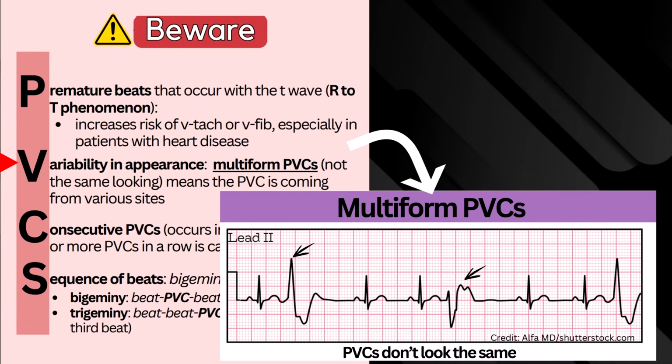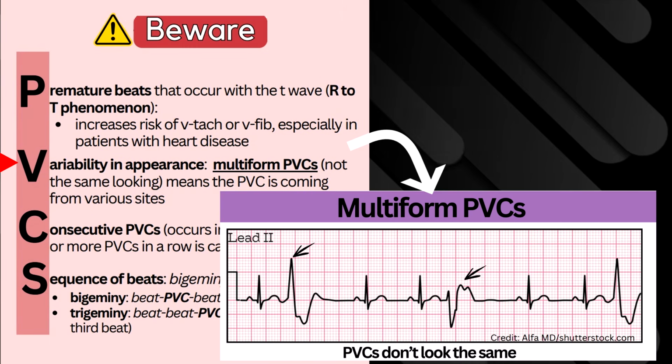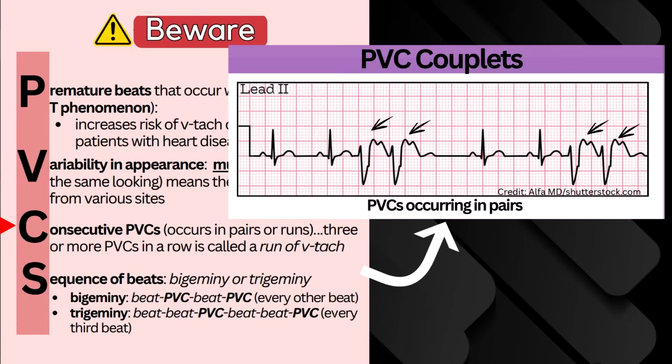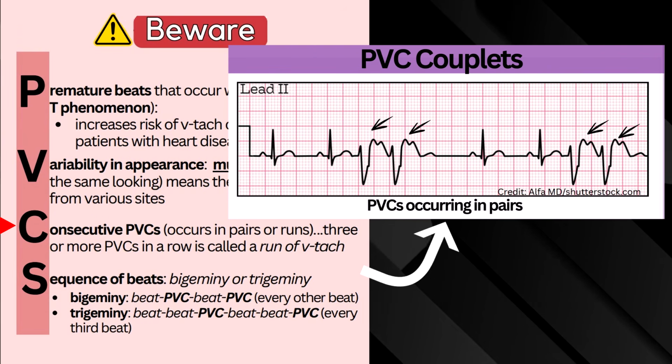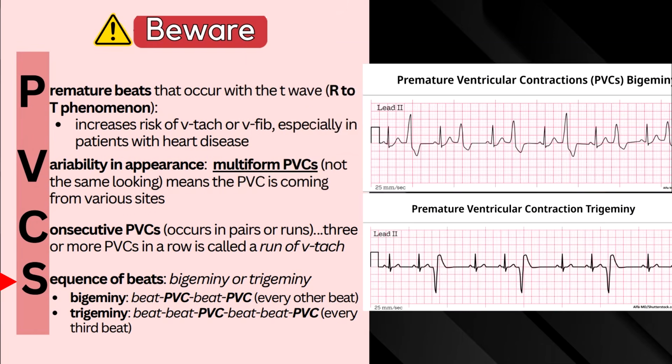So the patient's experiencing multiform PVCs where they don't all look the same. That tells us that that PVC is coming from different sites. And then if the patient is having consecutive PVCs, meaning that they're occurring in pairs or runs, that is not a good thing. So when a patient has 3 or more PVCs in a row, we call that actually a run of VTAC. And then lastly, the sequence of beats. So Bigeminy or Trigeminy definitely needs to be further evaluated as well.